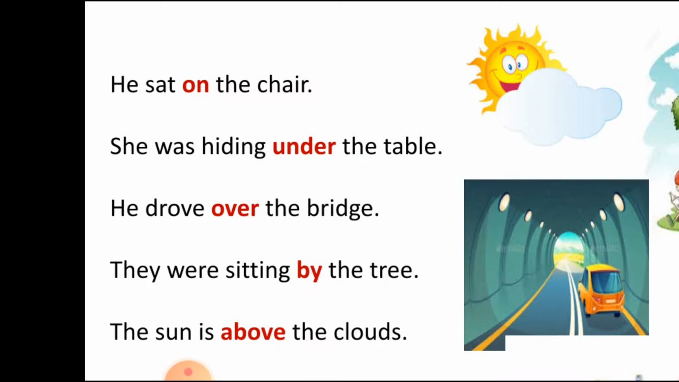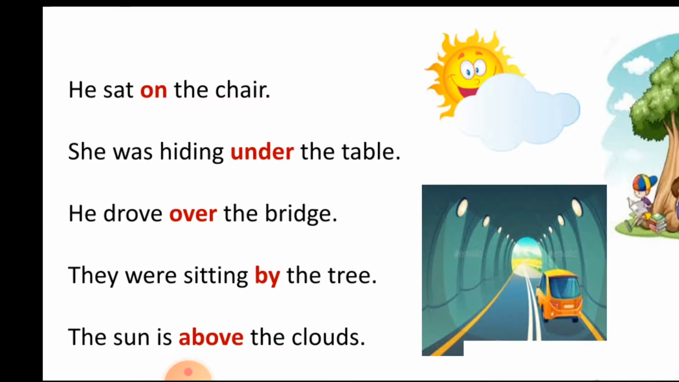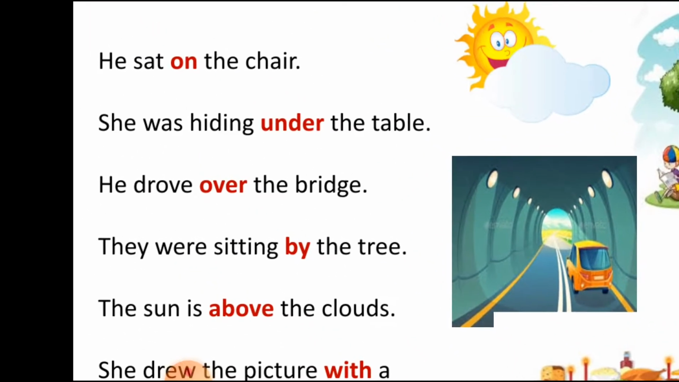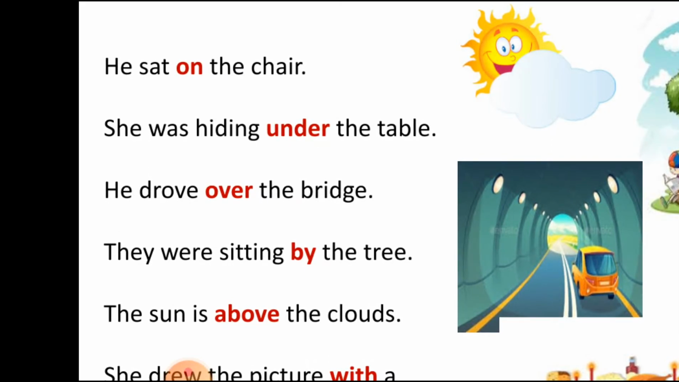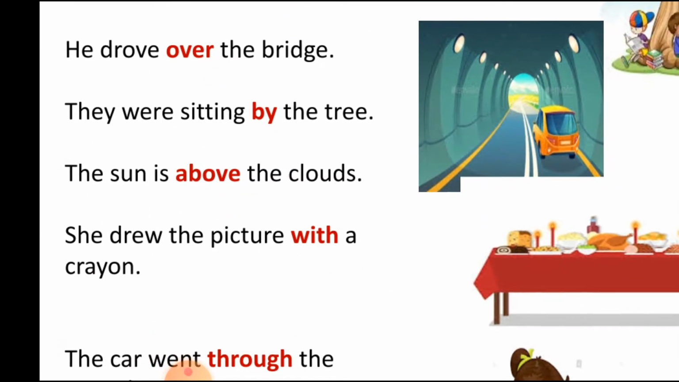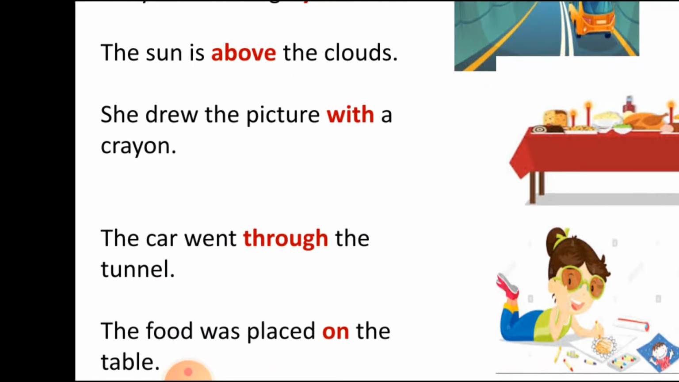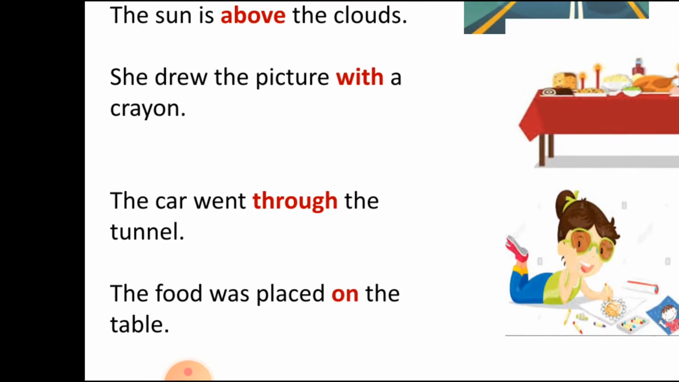See the first sentence: He sat on the chair. You can see the person sitting on the chair. Let's see the second sentence: She was hiding under the table. He drove over the bridge. They were sitting by the tree. The sun is above the clouds. She drew the pictures with a crayon. The car went through the tunnel. The food was placed on the table.